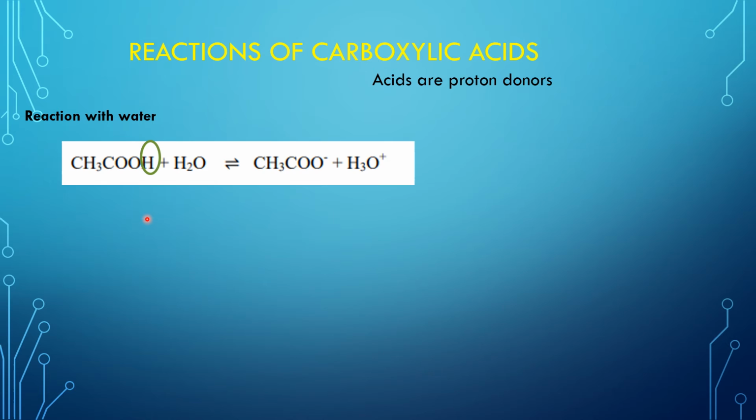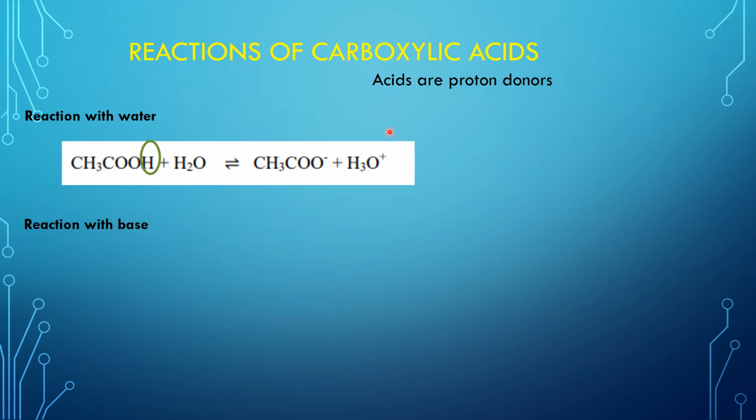Acids also react with a base in a neutralization reaction, and in this case there will be a formation of salt and water as a major product. So if we're looking at this example here, acids are the proton donors. So this is a proton coming from the acid, and the base is going to donate an OH minus.